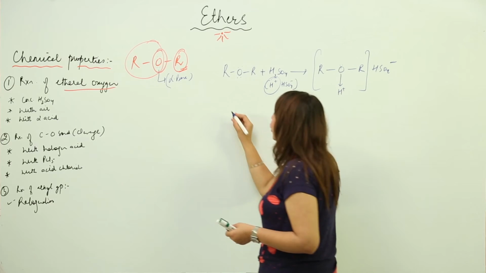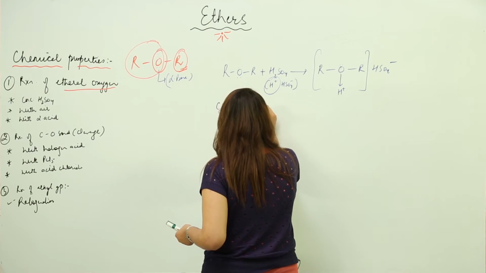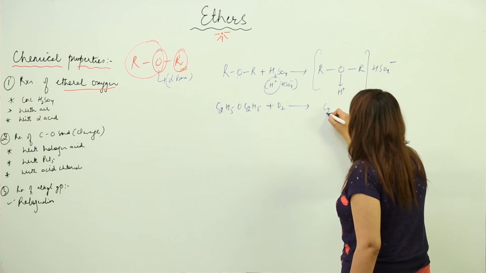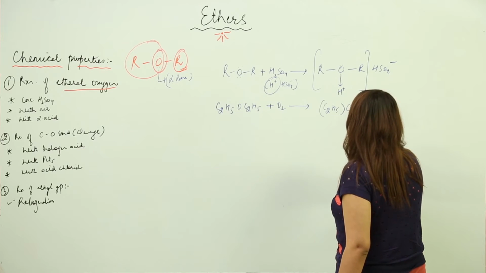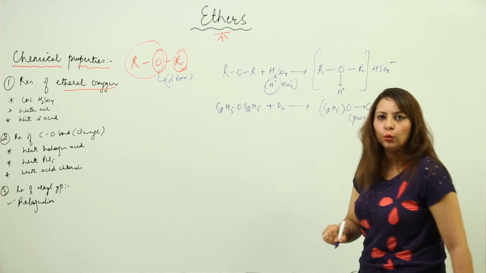Second is with air. If you have an ether, I'll take an example here. Suppose I have this ether, and I react it with air. What happens when it reacts with air? It forms a peroxide. It forms the peroxide, again with a coordinate bond with one O, right?